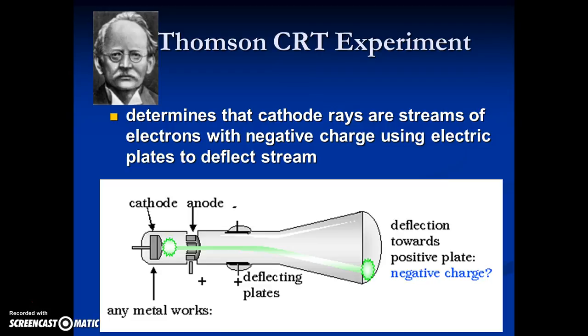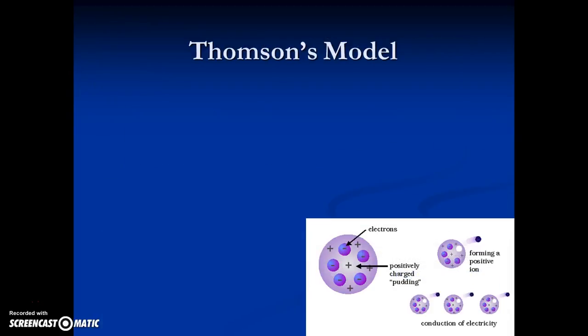So within the cathode ray tube, there are two deflecting plates, as you can see in the diagram. One's negatively charged on top and one's positively charged on the bottom. So he noticed that as this beam went through the cathode ray tube, it was deflected away from the negative plate and deflected towards the positive plate, meaning that the particles in this beam were negatively charged, and they were coming out of an atom.